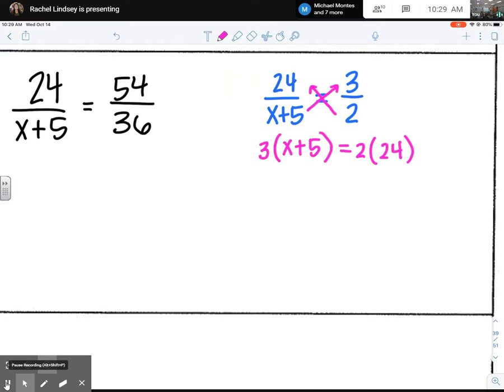So I have 3 times a binomial. I have to take that 3 to both things in the binomial. I have to distribute. So I have 3 times x is 3x. And then what's 3 times 5? 15. And then 2 times 24 is 48.